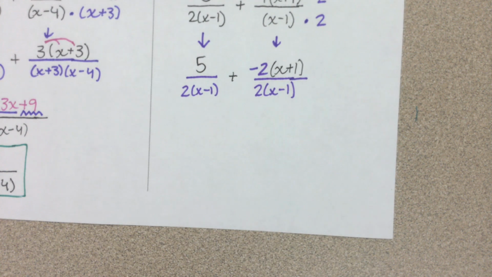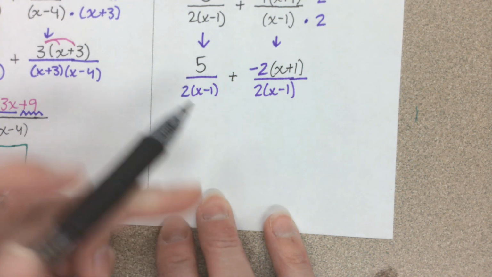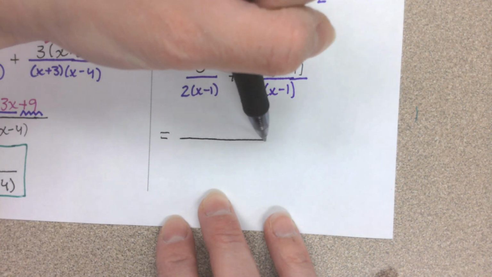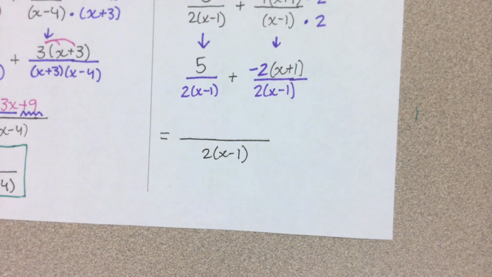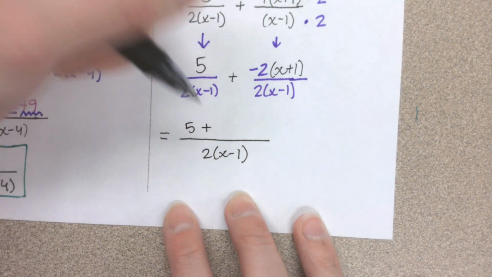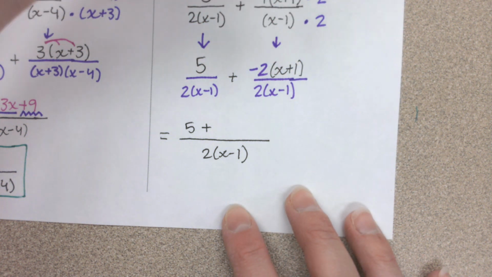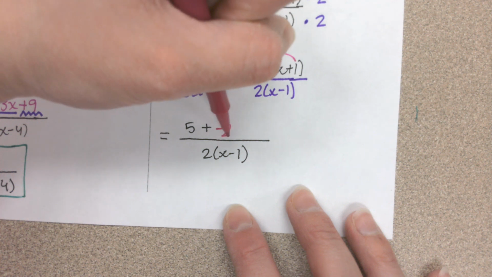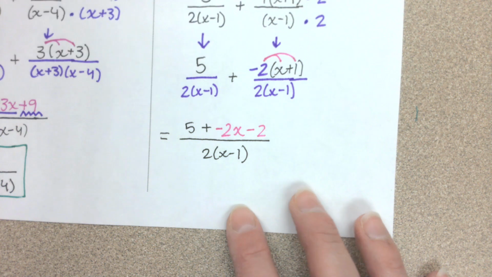From here, this is going to go just like the last problem did. We can now make these one fraction instead of 2. So we'll have 2 times x minus 1 on the bottom, our common denominator, written one time. I'll bring down the 5, and then the plus. And we have a distribution problem on the second fraction, so I'll do that. -2 times x, that's -2x. -2 times 1, that's -2.